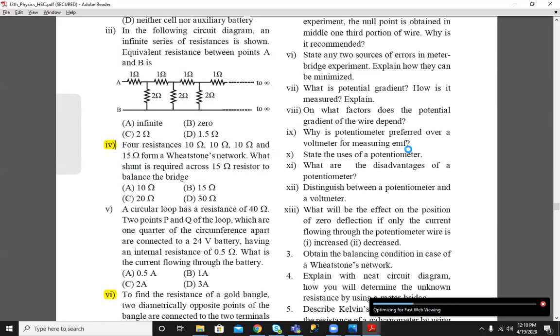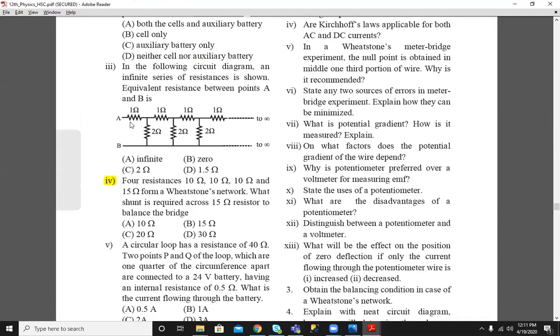Let's see another MCQ. Here is a question: in the following circuit diagram, an infinite series of resistances is shown. You can see 1 ohm, 2 ohm, 1 ohm, 2 ohm, all repeating to infinity. Find the equivalent resistance between A and B. This is an interesting question. It is most of the time asked in CET, NEET and JEE Main. The parts of 1 ohm, 2 ohm are all repeated, going up to infinity.